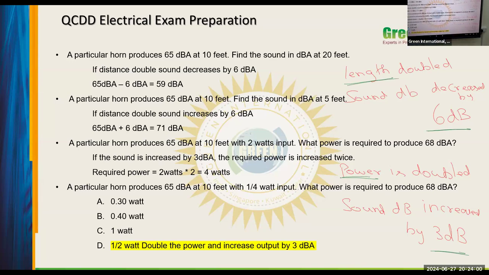Note that if the length increases, we hear less sound. So that's why it decreases. The first thing we need to remember is that it decreases. That is the basic concept. How much does it decrease? By 6 decibels. Now the power increases. If the power increases, definitely the sound increases. How much does it increase? By 3 decibels.